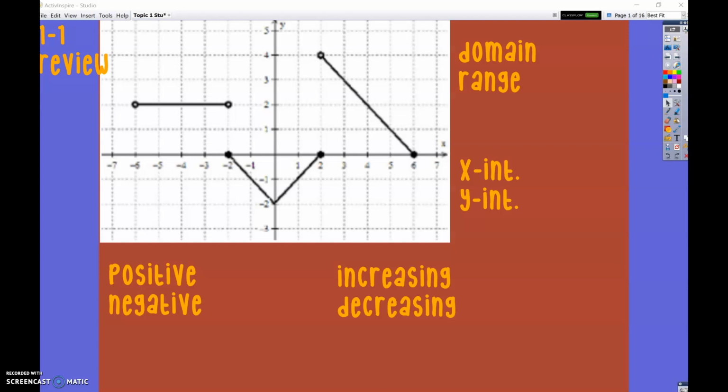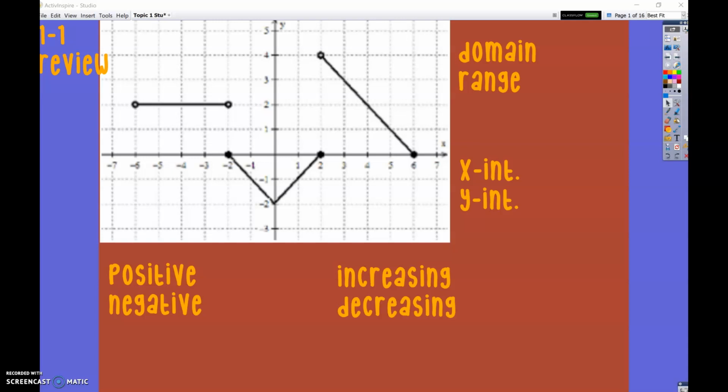This video will help you study for the Topic 1 test by going through each section that we've covered in class. You'll be asked to answer the questions at the end of each section and also write it on the paper you have to help you review. Let's begin. 1.1 had you identifying parts of the graphs, including piecewise functions.